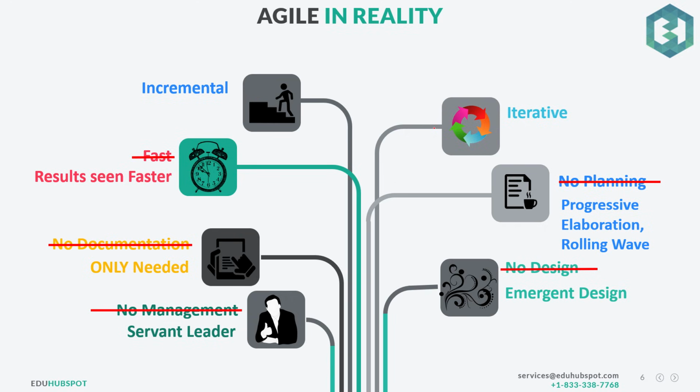No documentation? No, that's also wrong. Of course, you only make required needed documentation. You make it, but only if it is needed. Okay, no design? No, you have an emergent design. You constantly increment the design. You constantly come up with the better design. No management? Absolutely wrong. There is management. In fact, there is actually servant leadership. And I will be talking about in some time the difference between the adaptive and servant leadership. And on top of that, I will be asking you a PMP exam question also.